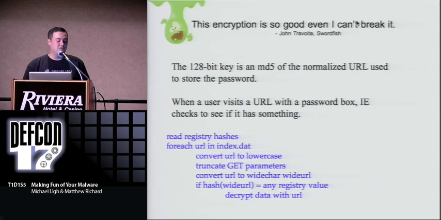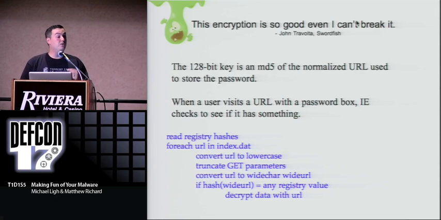So here's what Microsoft did. To encrypt the password, they would generate a 128-bit key based off the MD5 of the site that they were storing the password for. So that actually seems like a fairly reasonable thing. So if you went to www.bank.com/login.asp, what they would do is they would take that string, make it all lowercase, then make it a wide string, and then basically MD5 that. And that was then the key that was used to encrypt the password in the registry and the username.